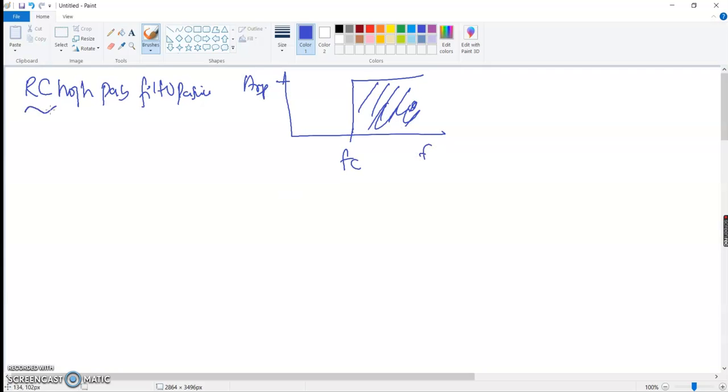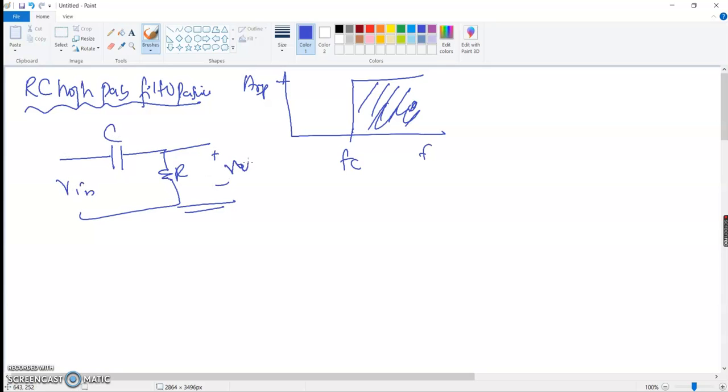So there would be very little difference in this circuit compared to the last one. We would have an RC circuit, but this time we would have a capacitor in series, and we will take the output across the resistor over here, right? So that is your Vin, and your output is going to be from here, Vout.